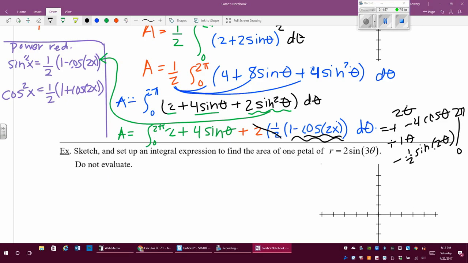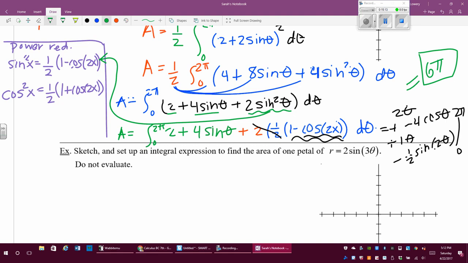Yes, I know you can combine the 2 theta and the 1 theta to get 3 theta. I want you to press pause and go ahead and evaluate that. If you're coming back, hopefully if you did this right, you got an answer of 6 pi when you plugged it all in. I ran out of room.